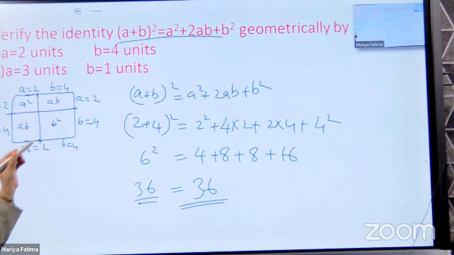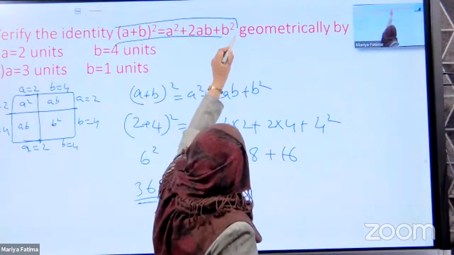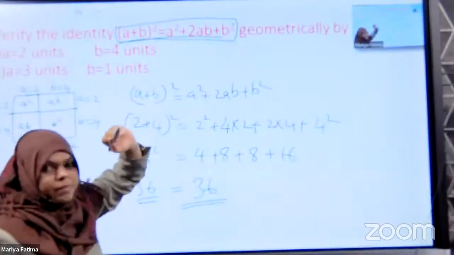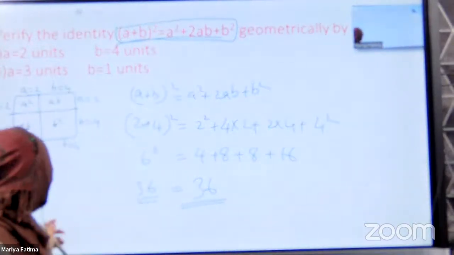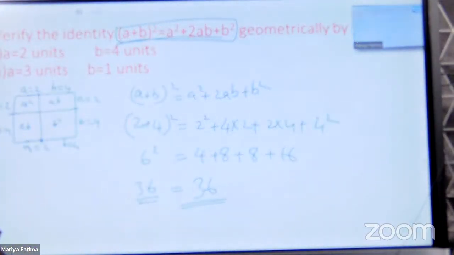So you have to remember this identity. It is a very, very important identity. A plus B whole square is equal to A square plus 2AB plus B square. Now we are going to the next identity.